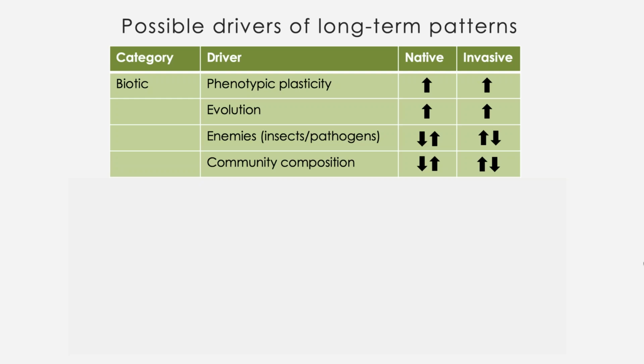An invader may evolve to be more invasive over time. However, for either the release or the accumulation of enemies, including insects or pathogens, or changes in community composition, including successional processes, there could be multiple hypotheses in terms of direction of change for native and invasive species.